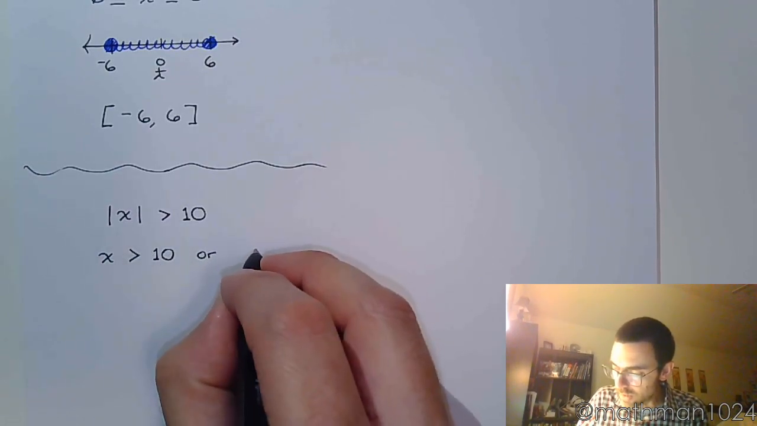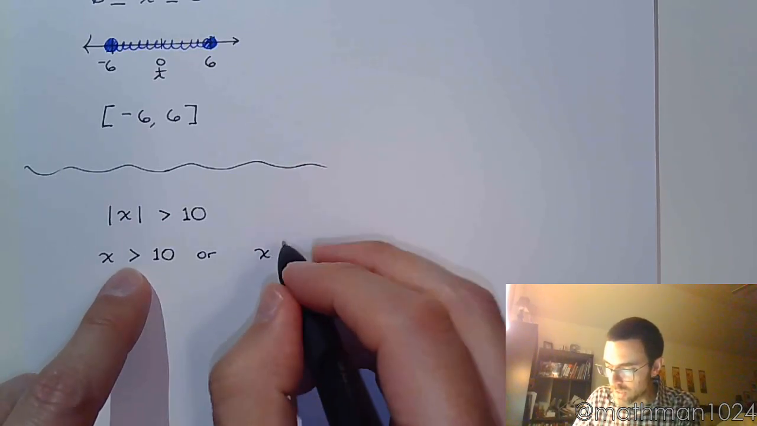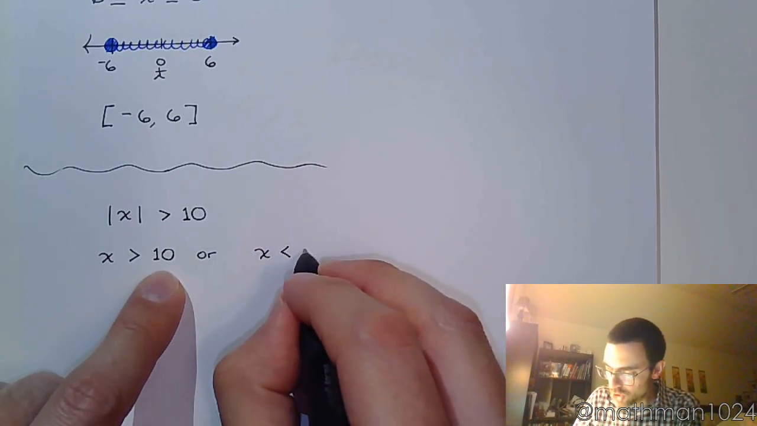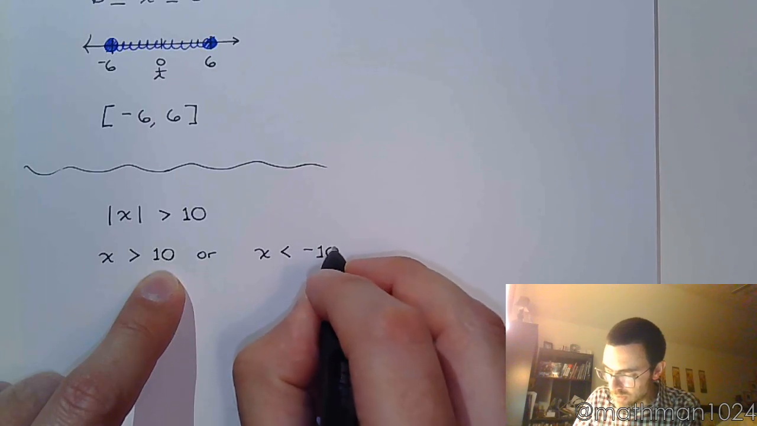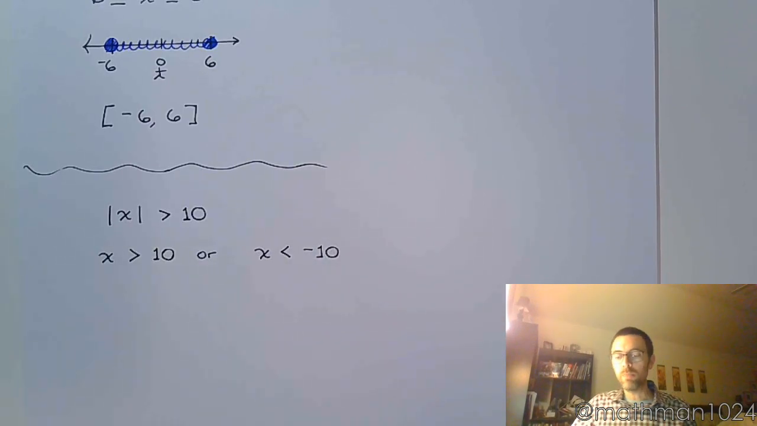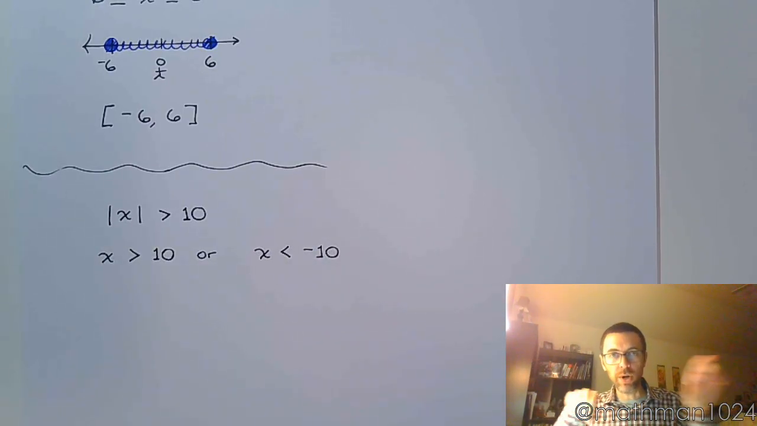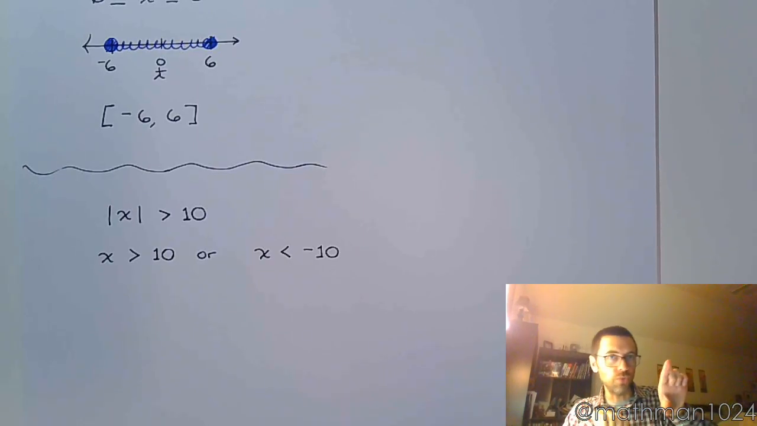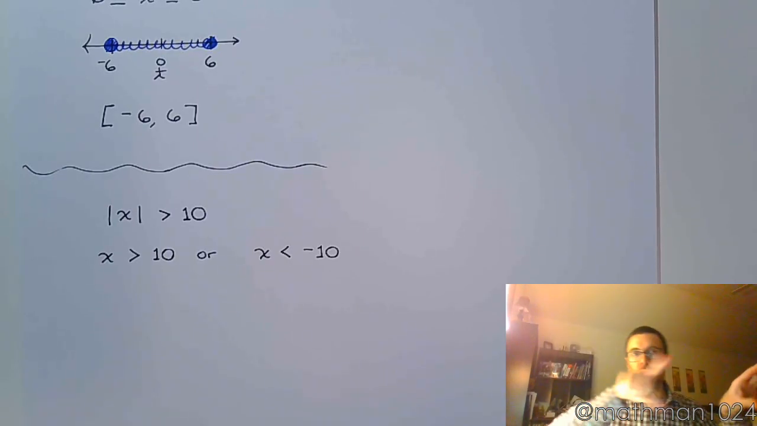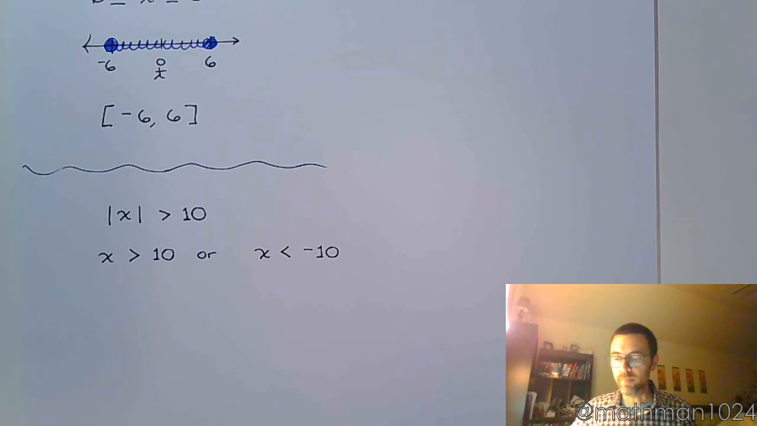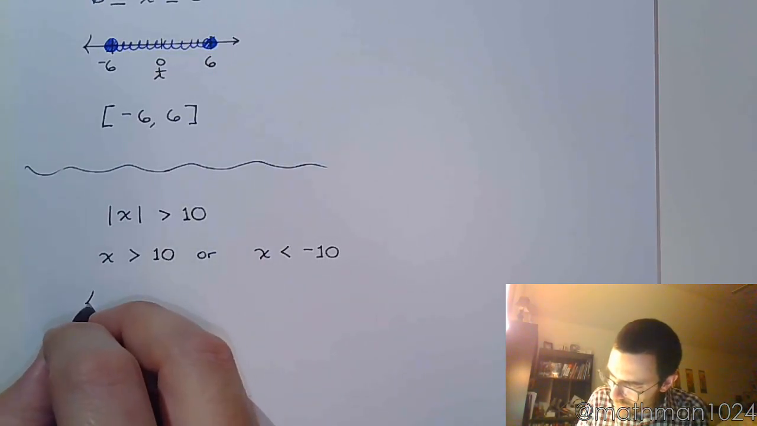or, watch this, keep this the same, change the direction, change the sign like that. So that means you've got to stay away. Stay away where? Well, greater than 10, so to the right of 10, or to the left of negative 10. And you think about this on the number line.